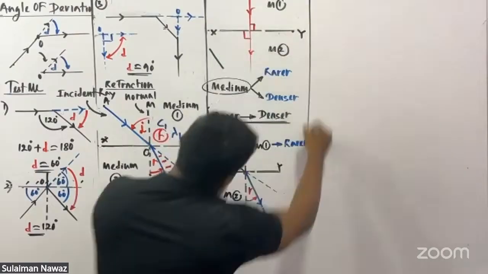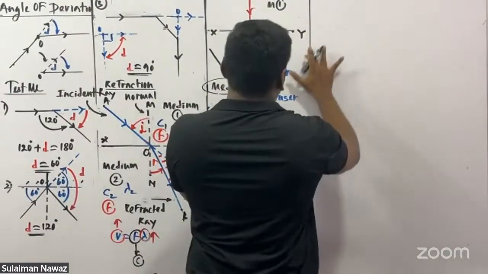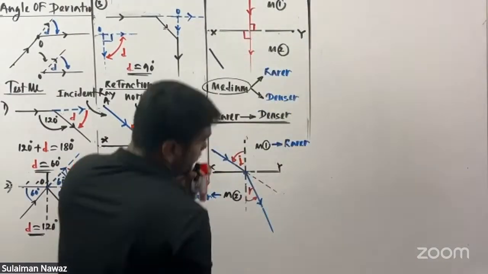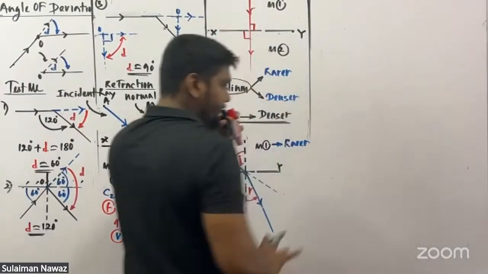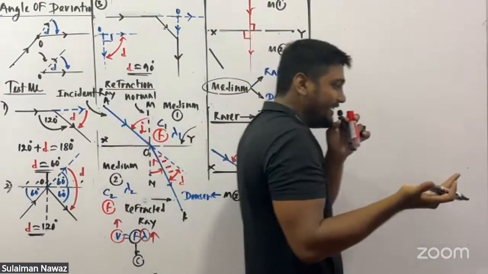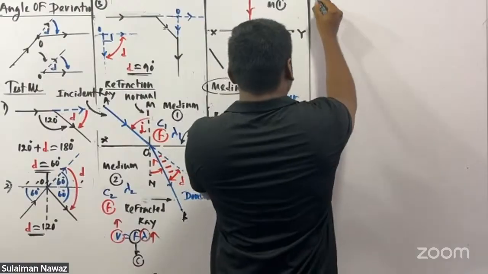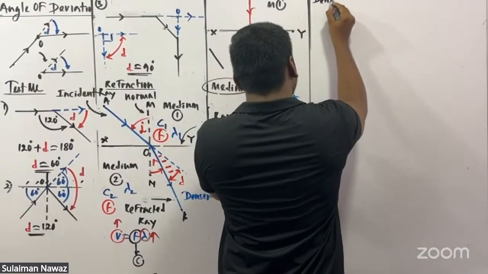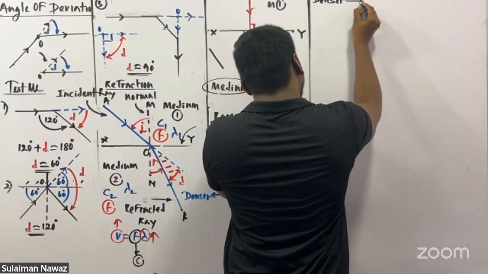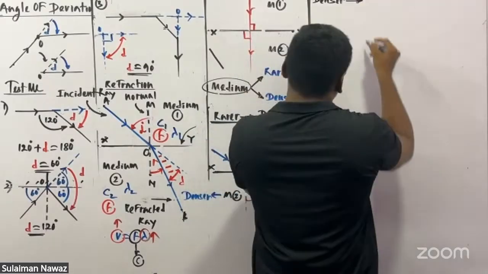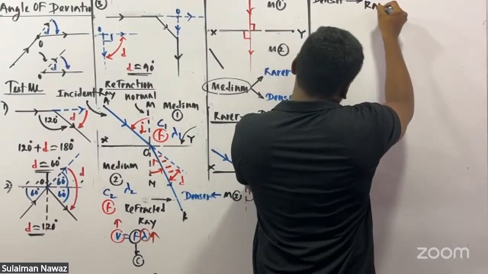In the beginning we want to learn the theory. Anyhow, we want to learn the theory. Second case, denser to rarer. Any doubt, ask.